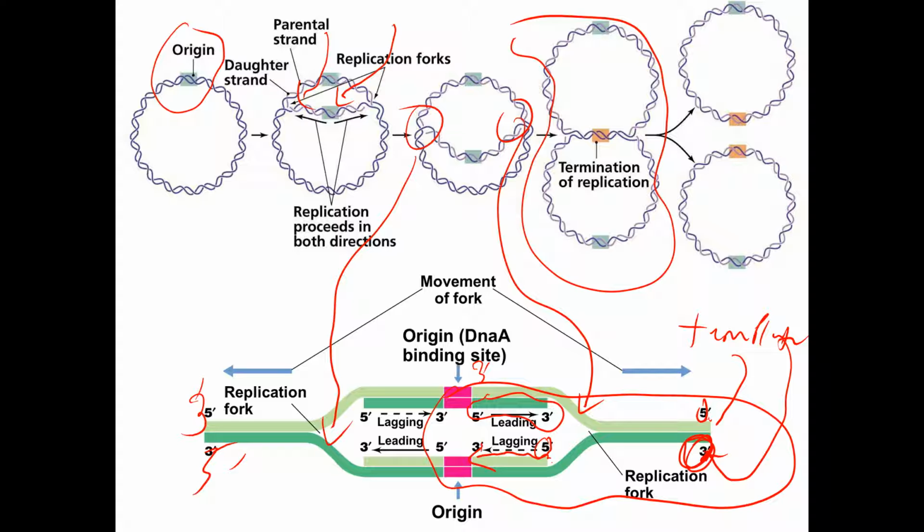Well, here's the problem though. Going back to this idea of a free 3 prime hydroxyl needing to be laid down for further nucleotides to be attached, this is a problem because there isn't anything present here. As this opens up, you don't have any pre-existing 3 prime hydroxyl. So you end up with segments of newly synthesized DNA being produced on the lagging side of the replication fork.